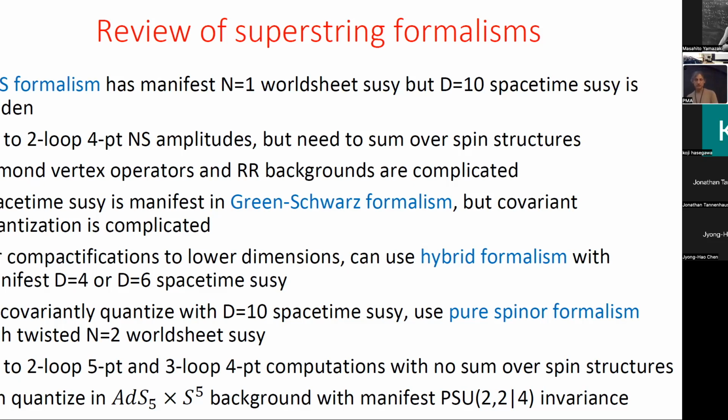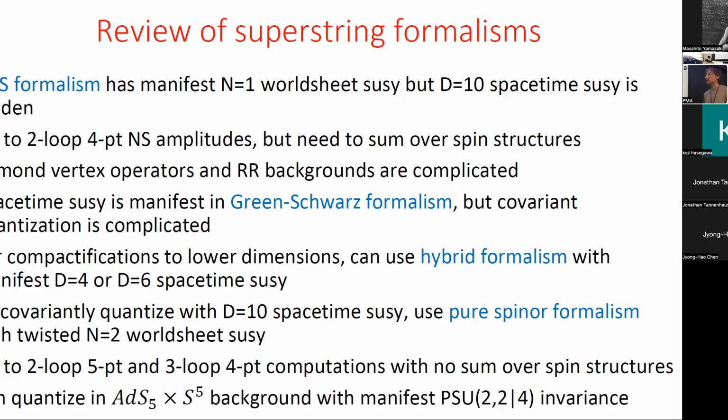Of course, there's the Green-Schwarz formalism, which has manifest spacetime supersymmetry, but in that formalism covariant quantization is complicated. Now, if you go to lower dimensions and only require 4-dimensional or 6-dimensional manifest spacetime supersymmetry, there's a hybrid formalism, which I developed together with Cumrun, and which was also discussed in my paper with Hiroshi. But if you want to covariantly describe the 10-dimensional theory, you need to use this pure spinor formalism, which, as I mentioned, has this twisted N equals 2 worldsheet supersymmetry. As I mentioned, all computations that can be compared with RNS coincide, but people have gone further.